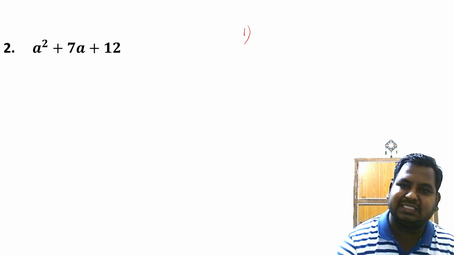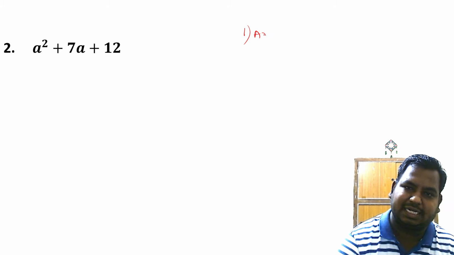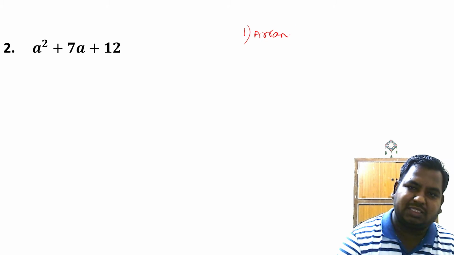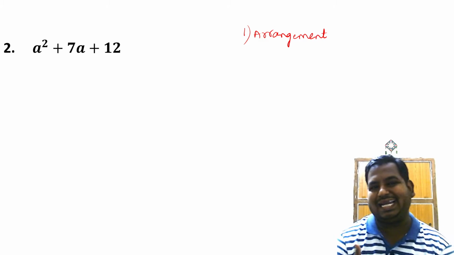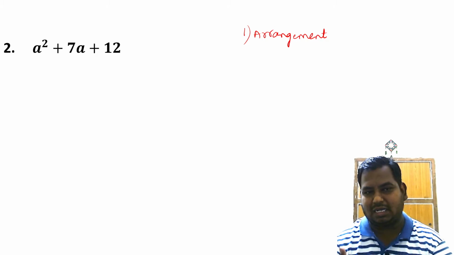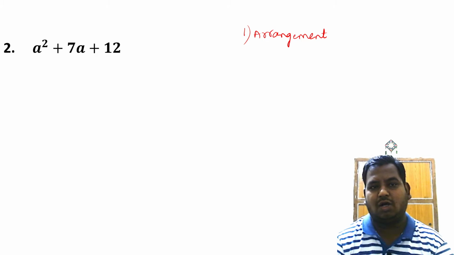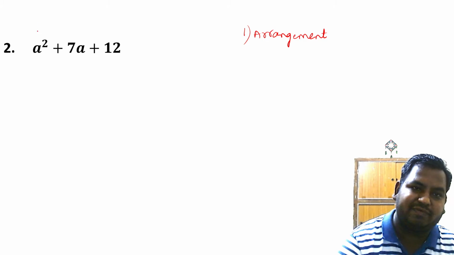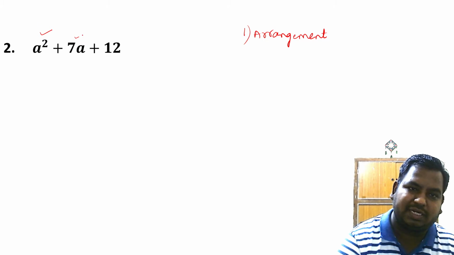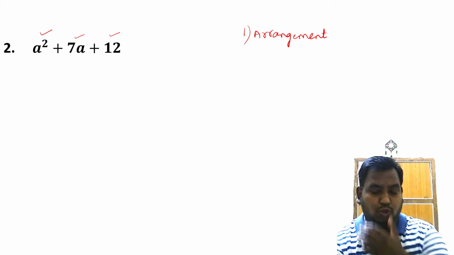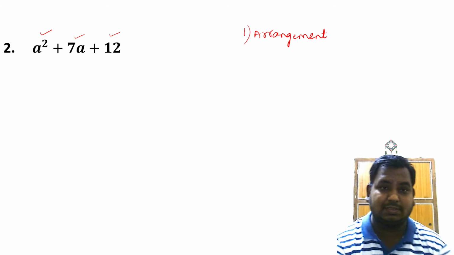First step is arrangement, and here arrangement is perfect because all the terms are arranged in the descending order of the powers of variables. First we have a square term, next we have 7a term, next we have 12. So no problem with this.